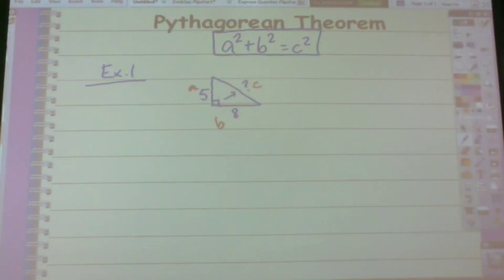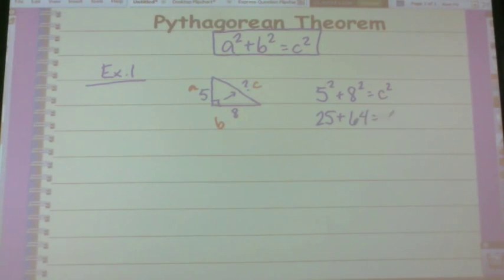So what I need to do for step 1 is plug in what I know into my formula. I know that my A is 5, so I have 5 squared, plus I know that the B is 8, so 8 squared, equals C squared. The question mark is C. Next, I'm going to do the math. 5 squared is 5 times 5, so 25, plus 8 squared, 8 times 8 is 64, equals c squared.